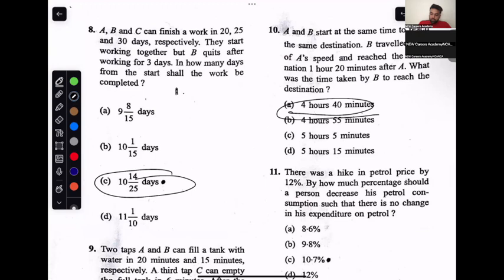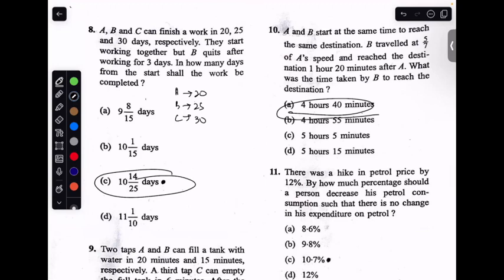A plus B plus C. A can finish a piece of work in 20 days, B can do it in 25, and C can do it in 30 days. That's the question that we have. So in my case, how do I do it? I take the LCM. So that's 5 into 4, that's 20. 20 into 3, and 5 into 4 would make it 25 into 4, which would make it 100.